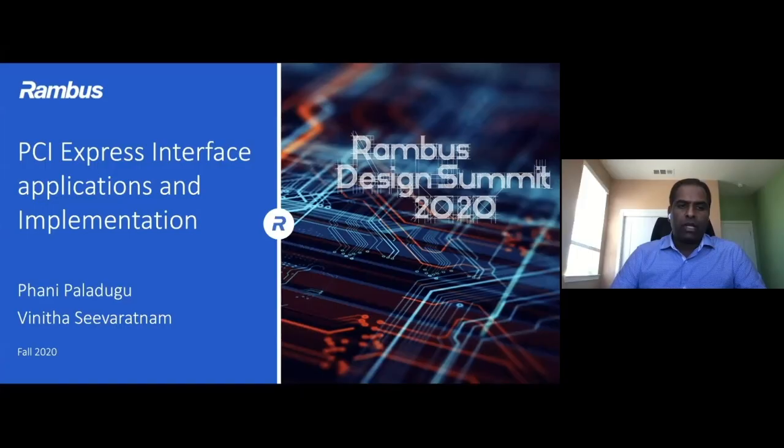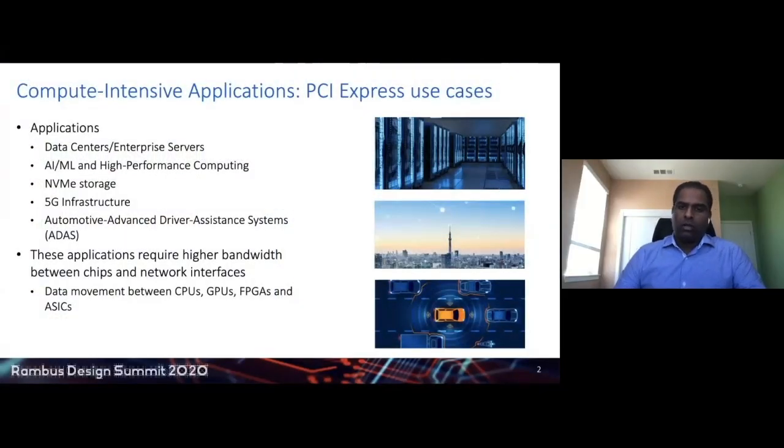Today I'll be covering PCI Express interface applications, implementation, and Rambus offerings. So PCI Express is used in compute-intensive applications like data centers, enterprise servers, AI, ML, and high-performance computing, NVMe storage, 5G infrastructure, and automotive, especially ADAS applications. All these applications require very high bandwidth between chips and network interfaces, and PCI Express is really required in these types of applications to get the higher bandwidths.